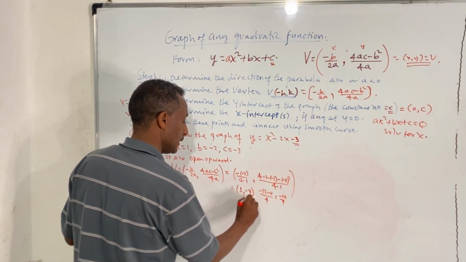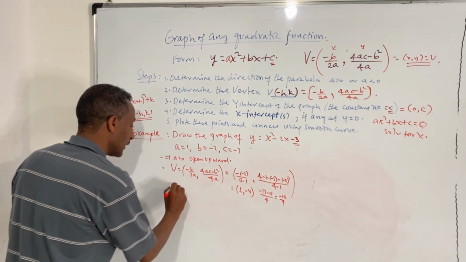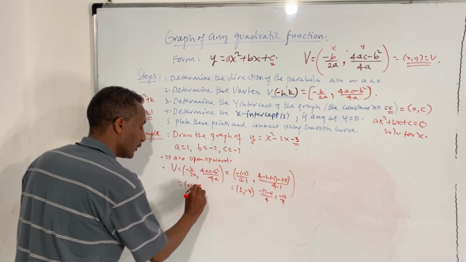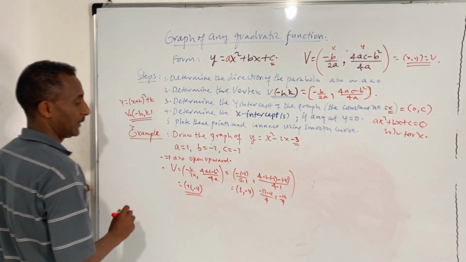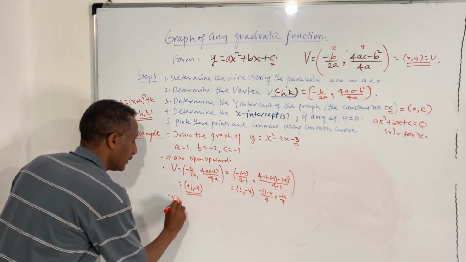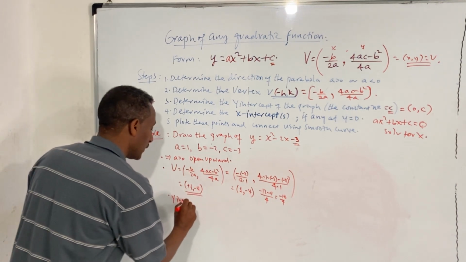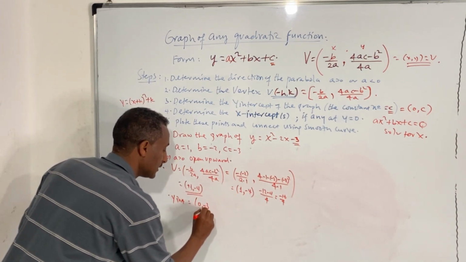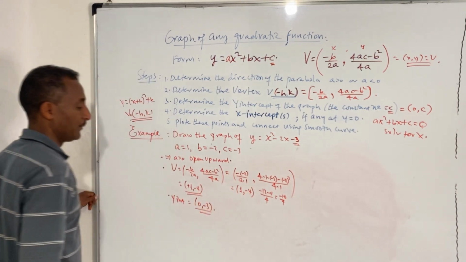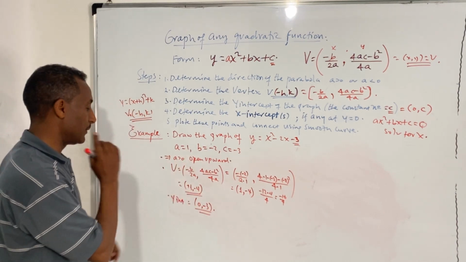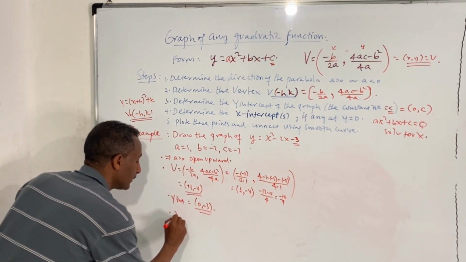Very good. So our vertex is what? Positive 1 and minus 4 will be our vertex. Now again, the y-intercept. Y-intercept at what? Our constant is minus 3. So (0, -3) will be our y-intercept. Is this negative 3 on the y-axis? What is our x-intercept?